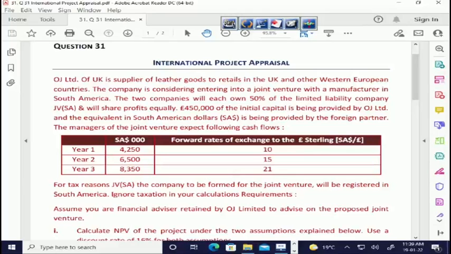50-50 joint venture. Pound 450,000 of the initial capital is being provided by OJ Limited, and the equivalent in South American dollars is being provided by the foreign partner. Perfect.